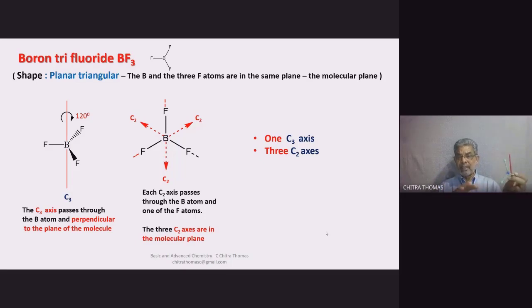This is what I want you to be really concerned about. You must know where exactly the proper rotation axes are present and whether these proper rotation axes are perpendicular or in the plane of the molecule. The lack of understanding of these concepts is what makes the study of group theory very difficult.